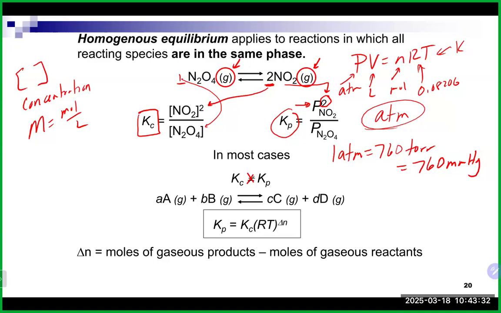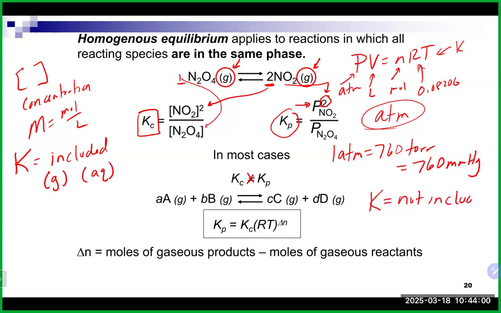Now, we'll jump a little ahead, but when we write these equilibrium expressions, we basically include everything in there except a couple of things are not included. So when we write the K, what is included is anything that is a gas and anything that is aqueous, or water environment. What is not included, as we'll talk about in C, is anything that is a solid or a pure liquid.